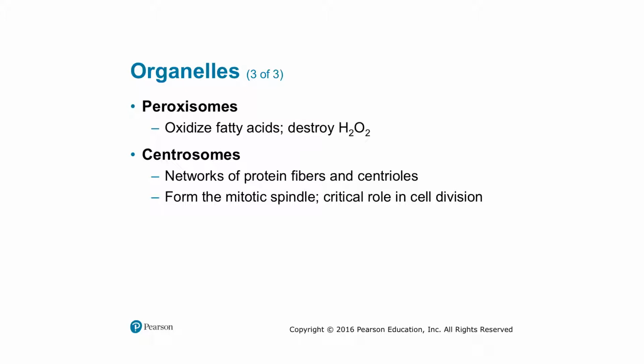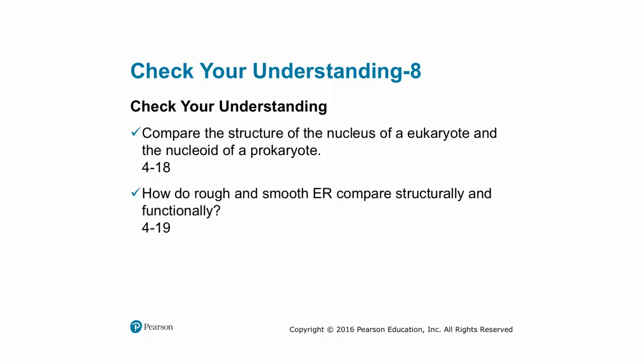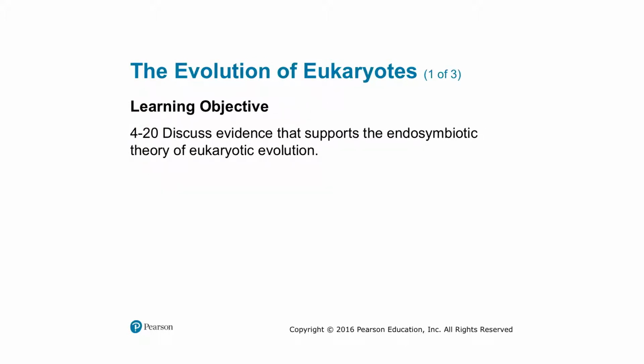Peroxisomes are going to oxidize fatty acids and destroy hydrogen peroxide. And then the centrosomes are networks of protein fibers and centrioles that are going to form the mitotic spindle and have a critical role in cell division. So here's your check your understanding question. Make sure you guys can understand these questions, and if you have any questions, please ask me.